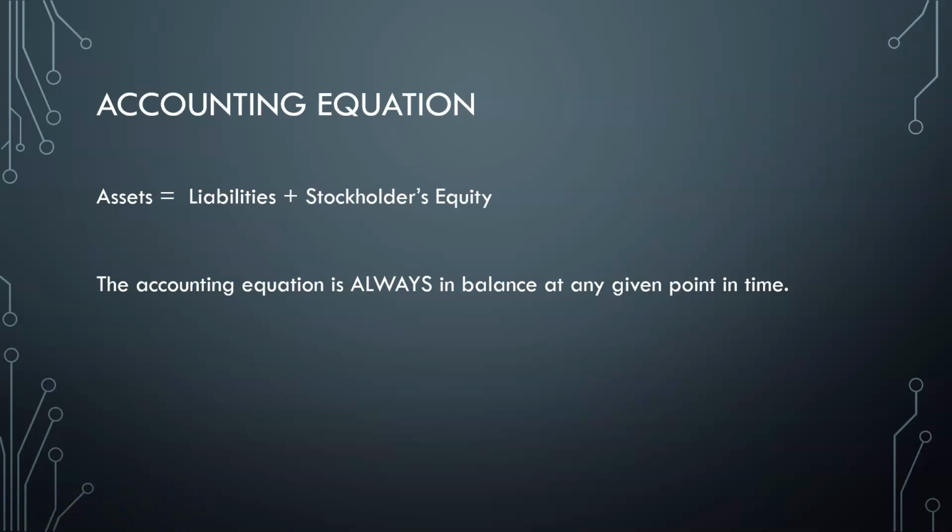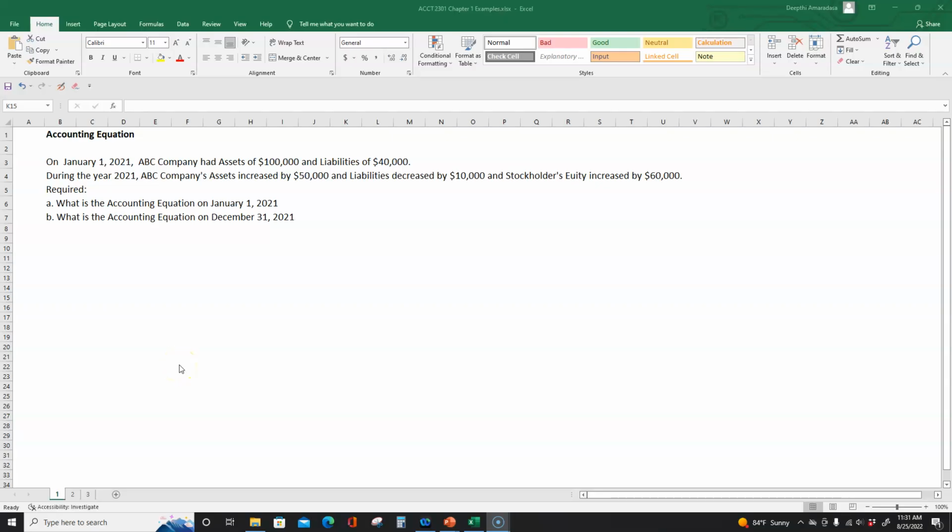I'm going to take you to Excel and we'll do the example there. Pause the video and read the question, and then we'll go through it together. It says, on January 1st, 2021, ABC Company had assets of $100,000 and liabilities of $40,000. During the year 2021, ABC Company's assets increased by $50,000 and liabilities decreased by $10,000. And stockholders' equity, there should be a Q in there, increased by $60,000.